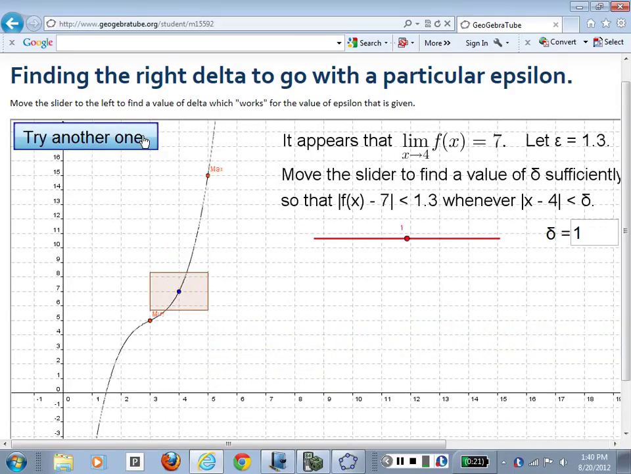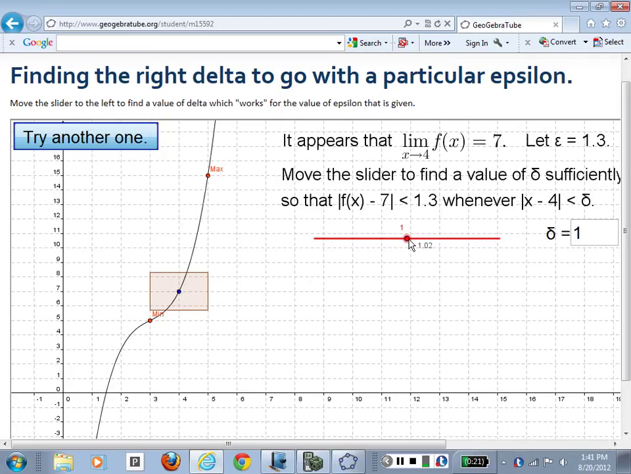One more. Oh, some curvature to it. This is a polynomial with an x cubed term in it, I forget exactly what it was. It looks like the limit of f of x as x approaches 4 is 7. It's a continuous function. F of 4 actually is 7 there. But also the limit exists there.